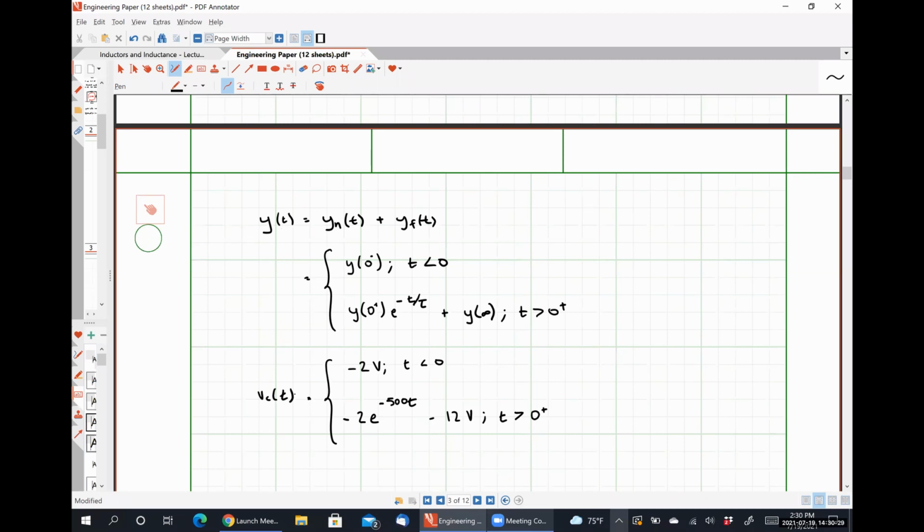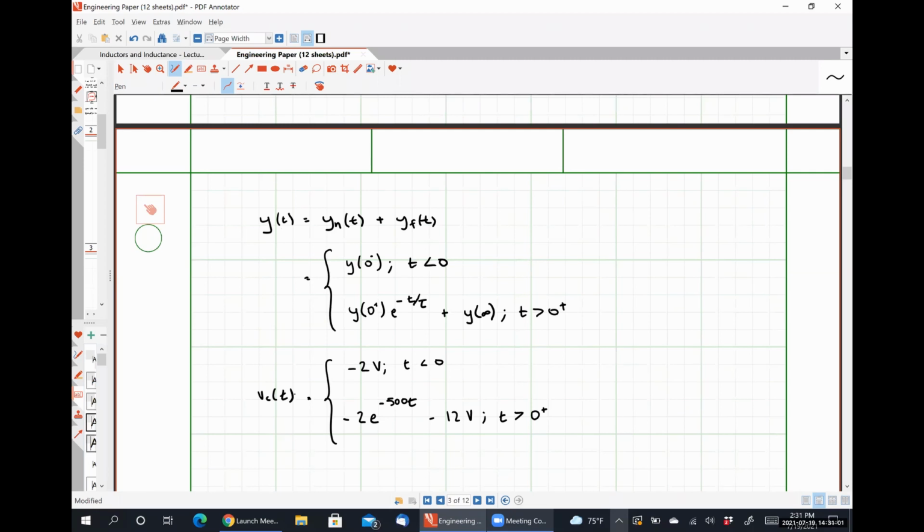Well, if you're analyzing that circuit, like using that negative 2 e to the negative 500t minus 12 volts, say you plug in a 0 for your time. I worked a problem like this on the web work, and basically the equation worked for both cases. If I plugged in a 0, I got my current at 0 at time t equal to 0 minus.